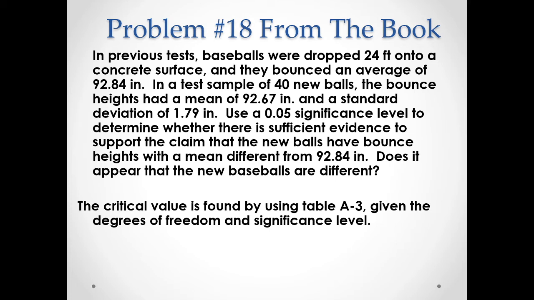So let's go ahead and figure out if we can test that. So I'm going to rewrite my data over here. So we have that the new average from my sample was 92.67. We have that the deviation from the sample, not the population, but from the sample that we got, was 1.79. And we tested 40 balls. And we know that the original ball height was 92.84. That was the original height of the balls we tested.